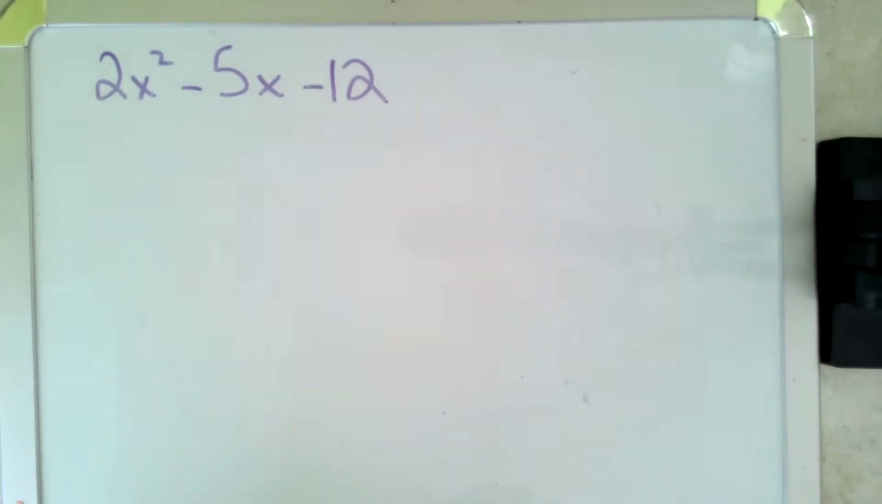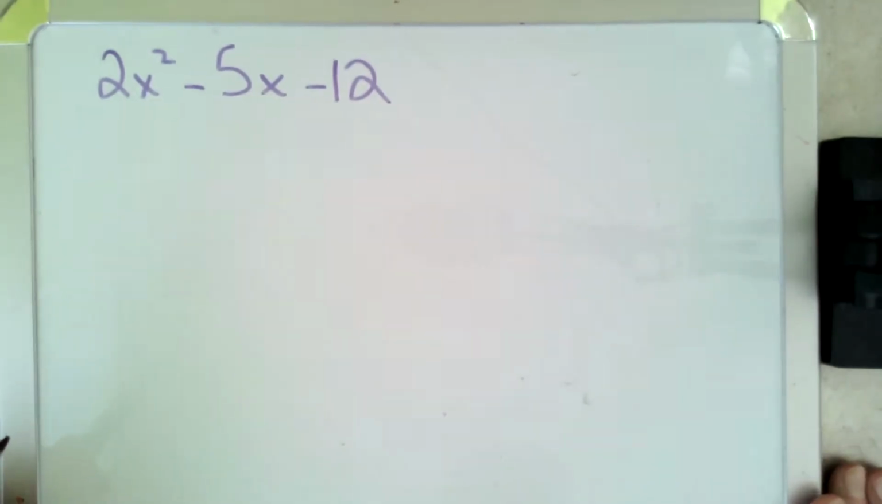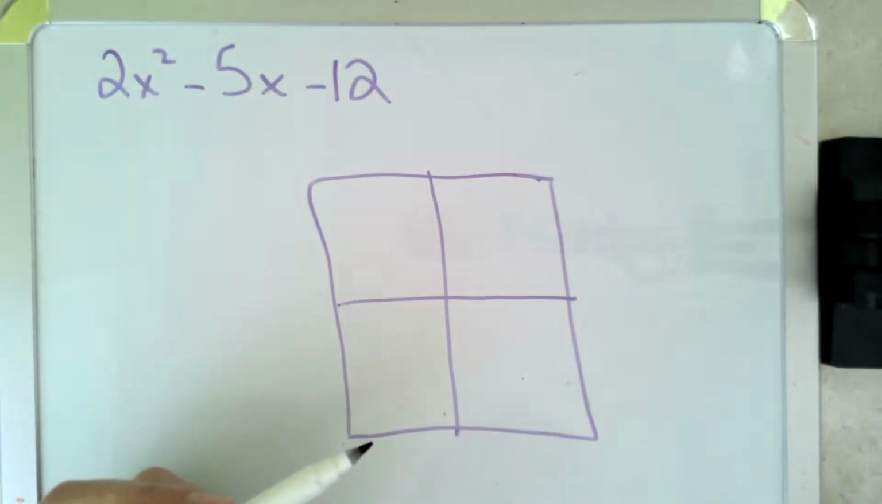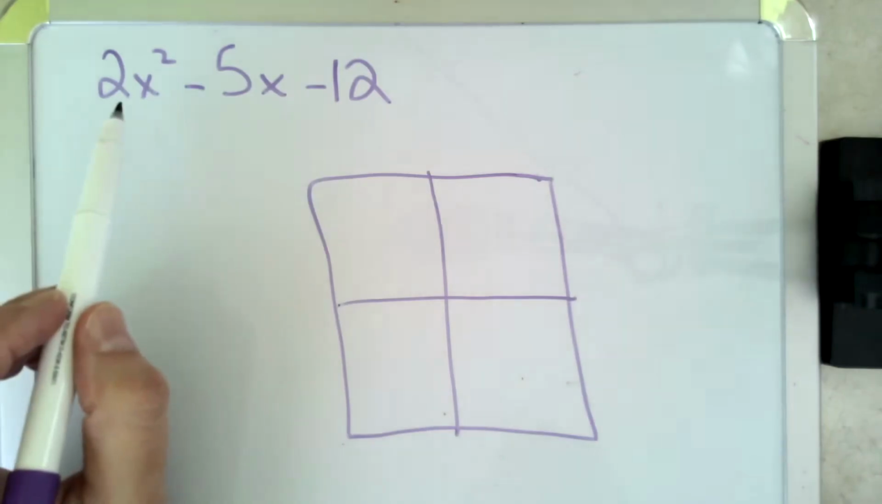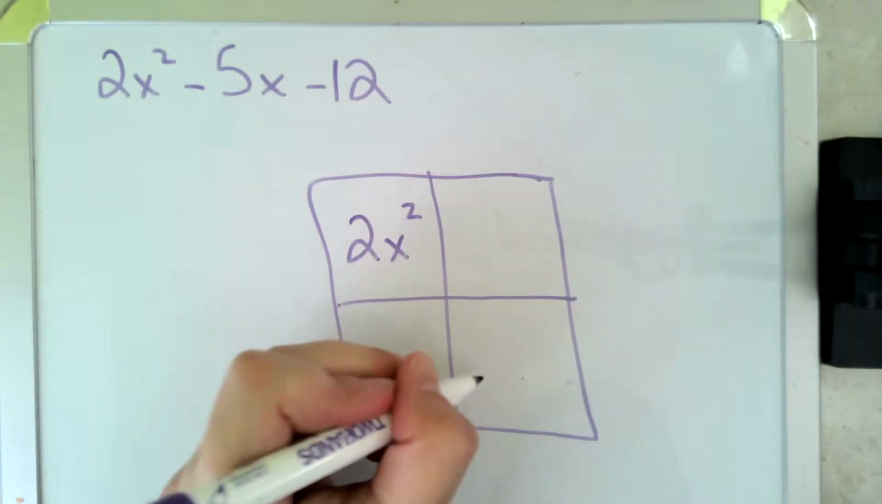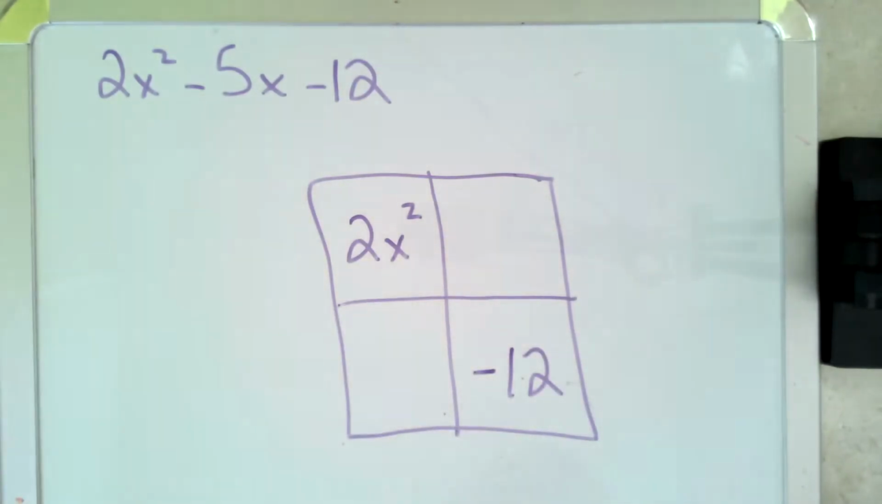This method is called the box method, and I like this particularly for visual learners. What the box method does is it creates basically a multiplication matrix. We know that our first term is going to be a 2x squared, and our last term is going to be a minus 12. And then we know that our middle term is made up of two things that are added together.